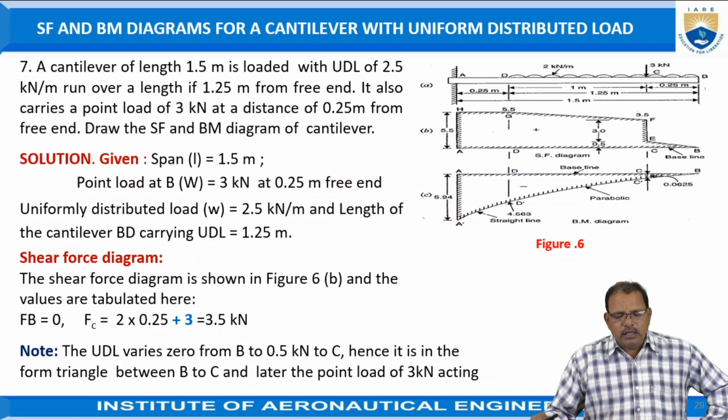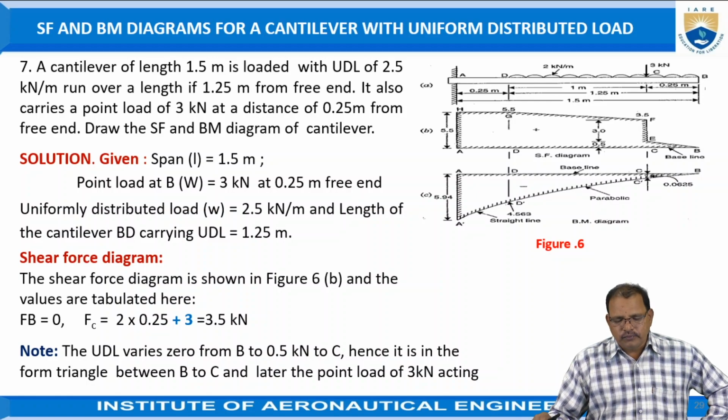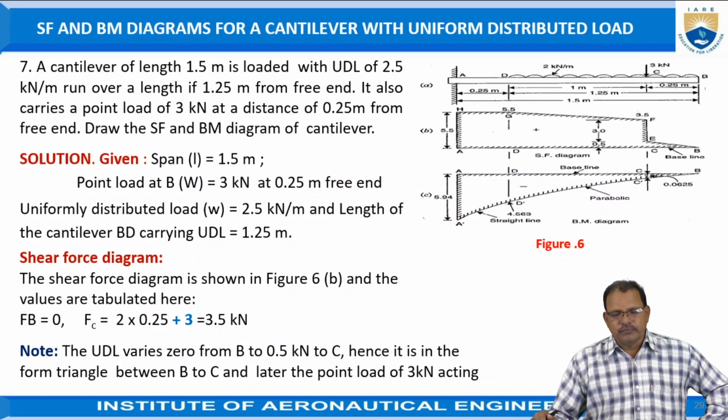Now, in another problem, a cantilever of length 1.5 meters is loaded with UDL of 2.5 kilonewton per meter run over a length of 1.25 meters from the free end. It also carries a point load of 3 kilonewtons at a distance of 0.25 from the free end. Draw the shear force and bending moment diagram for the cantilever.